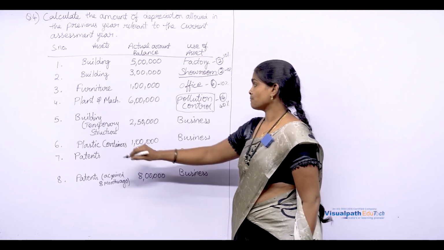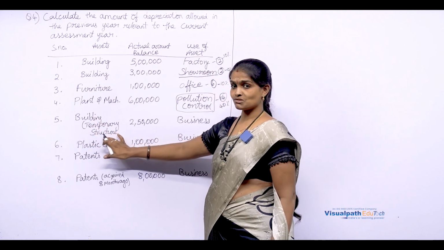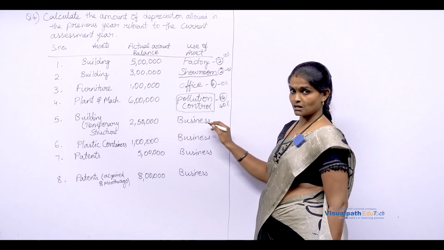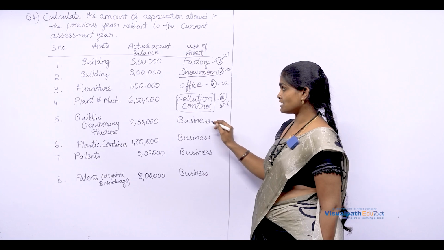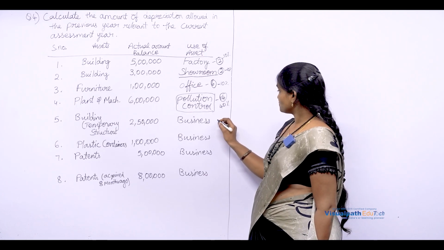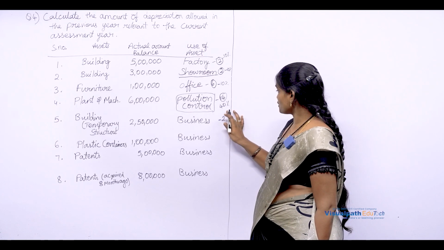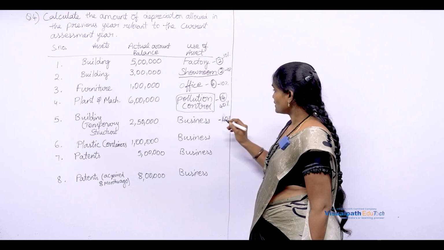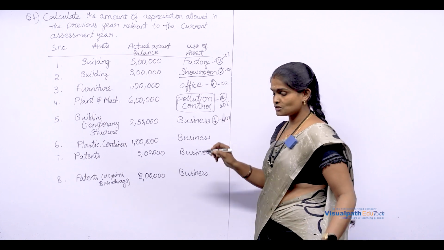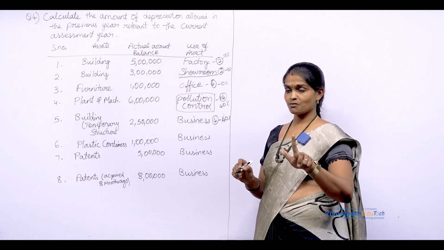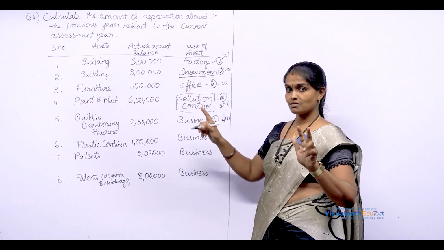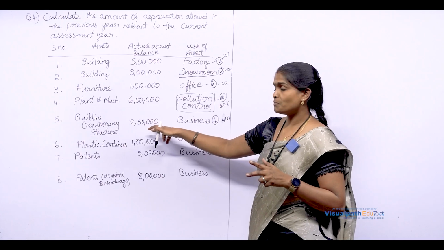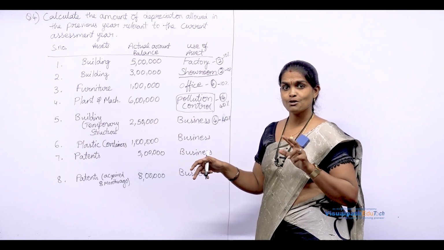Clear? Next, a building which is a temporary structure, and it is used for business only. This kind of asset comes under which category? 40% is the rate of depreciation. It comes under the fourth block. In the first block we have residential purpose. In the second block we have business and professional use. Third we have hotels. Sorry, fourth we have temporary structure. Clear?